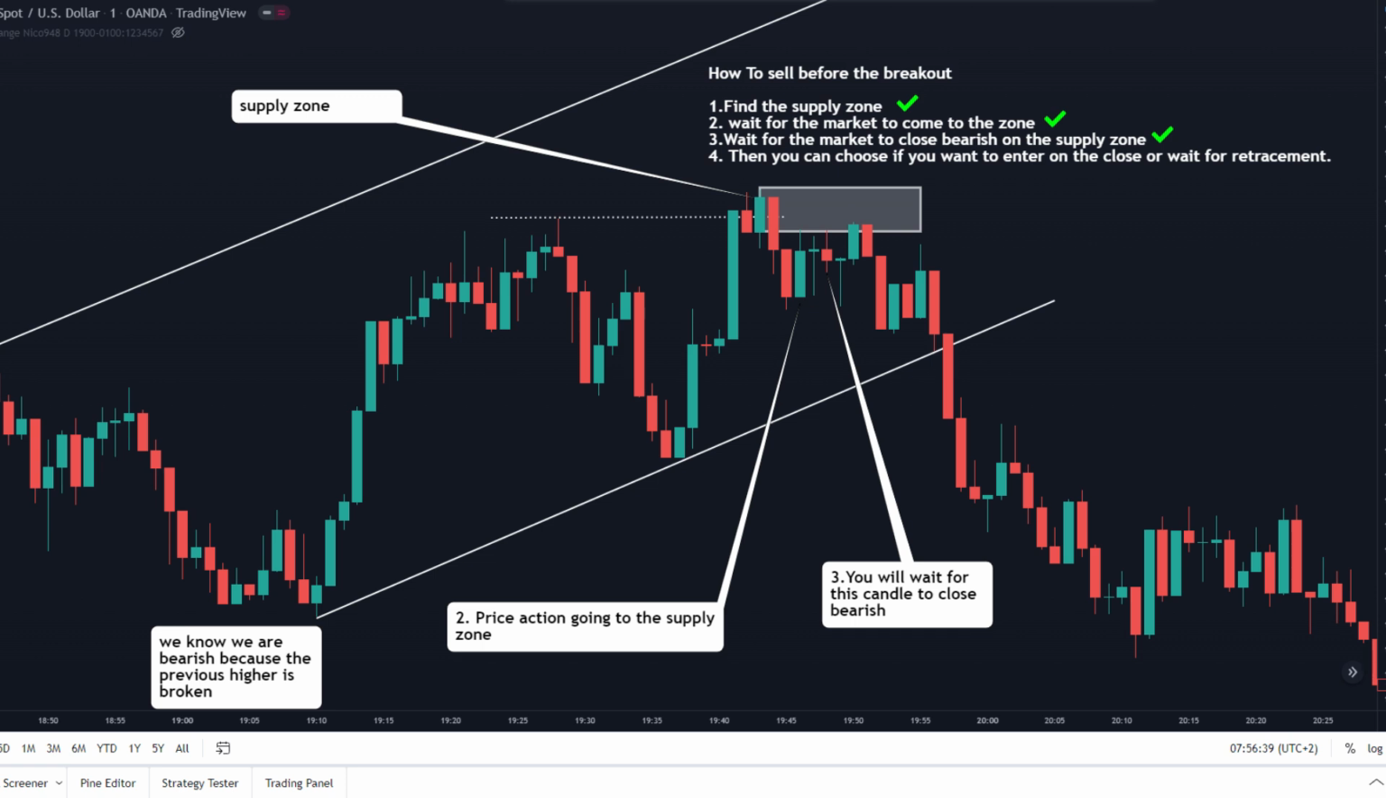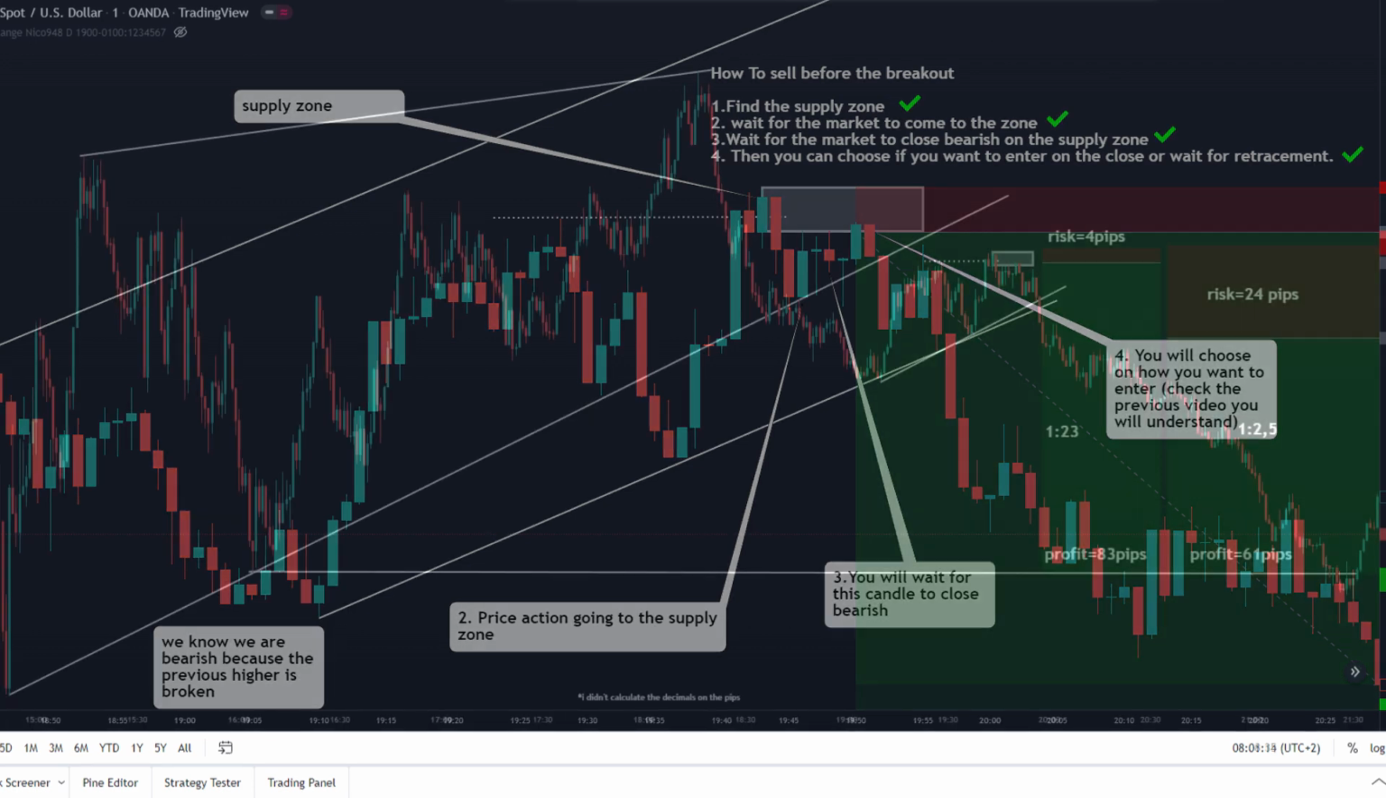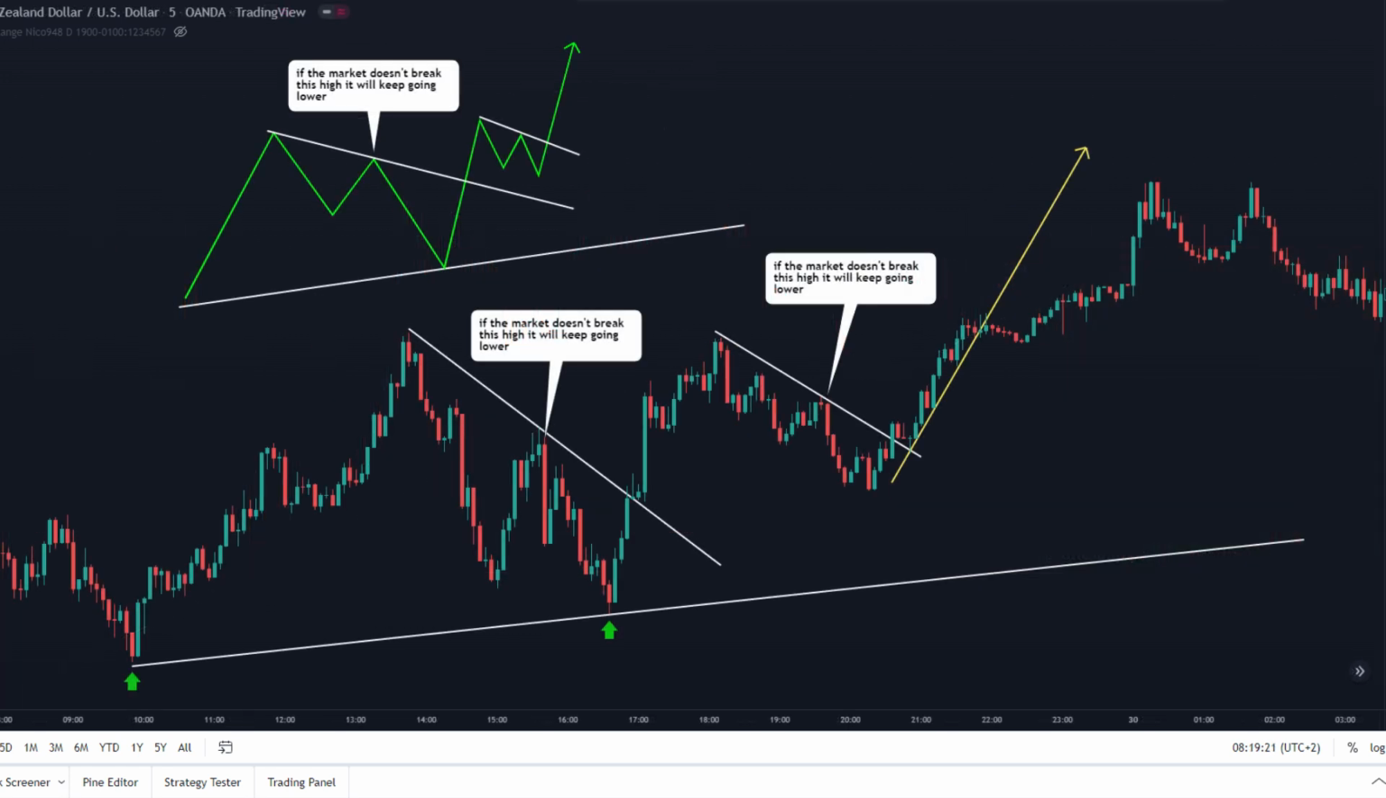Then the next step is to decide on which entry level you want to trade at. If you don't understand which level to choose then I suggest you watch the video in the description below, because I have explained them clearly. Now let's compare the two traders. As you can see we have a small stop loss either way plus a higher potential reward. So in this case you will choose which trader you want to be. The breakout trader, or the before breakout trader.